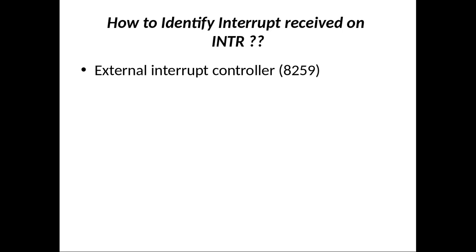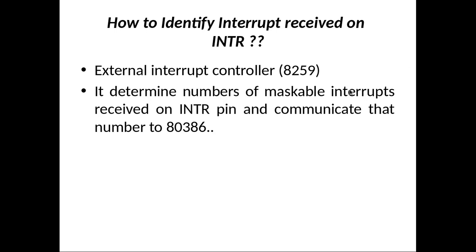This PIC is not part of our syllabus, so we are not going to discuss this 8259 in detail. So what is the role of 8259? Just try to understand the function of 8259. It determines the vector number of the maskable interrupt received on INTR pin, and that vector number is communicated to 80386 by 8259. Whenever any interrupt signal arrives on INTR pin, this 8259 is responsible for sending the type number of that interrupt to 80386.